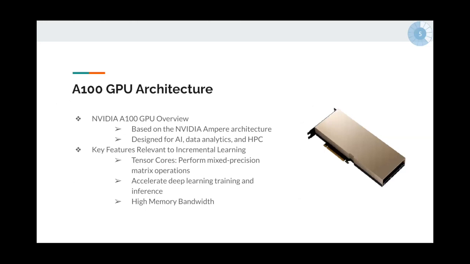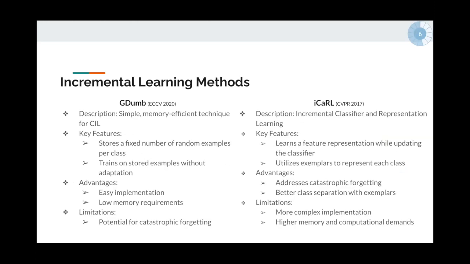The A100 GPU, as I mentioned, is part of the Tukey data science server. There are 2 of them, and they both have 80 gigabytes of RAM. It is part of NVIDIA's Ampere architecture, designed specifically for AI, data analytics, and high performance computing. Some key features it has relevant to class incremental learning are tensor cores, which can help accelerate deep learning, and a high memory bandwidth, allowing information to go to and from the GPU very quickly.